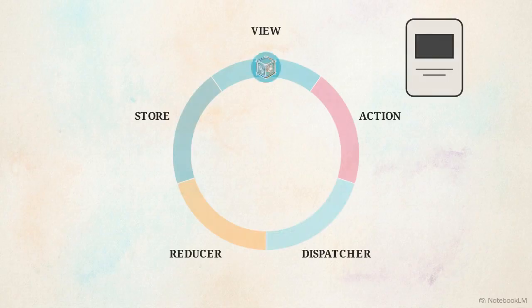This circular track visualizes the Redux mechanical loop. A view triggers an action. The dispatcher sends that action to the reducer. The reducer, a pure function, computes the new state. The store updates, and the connected views re-render.